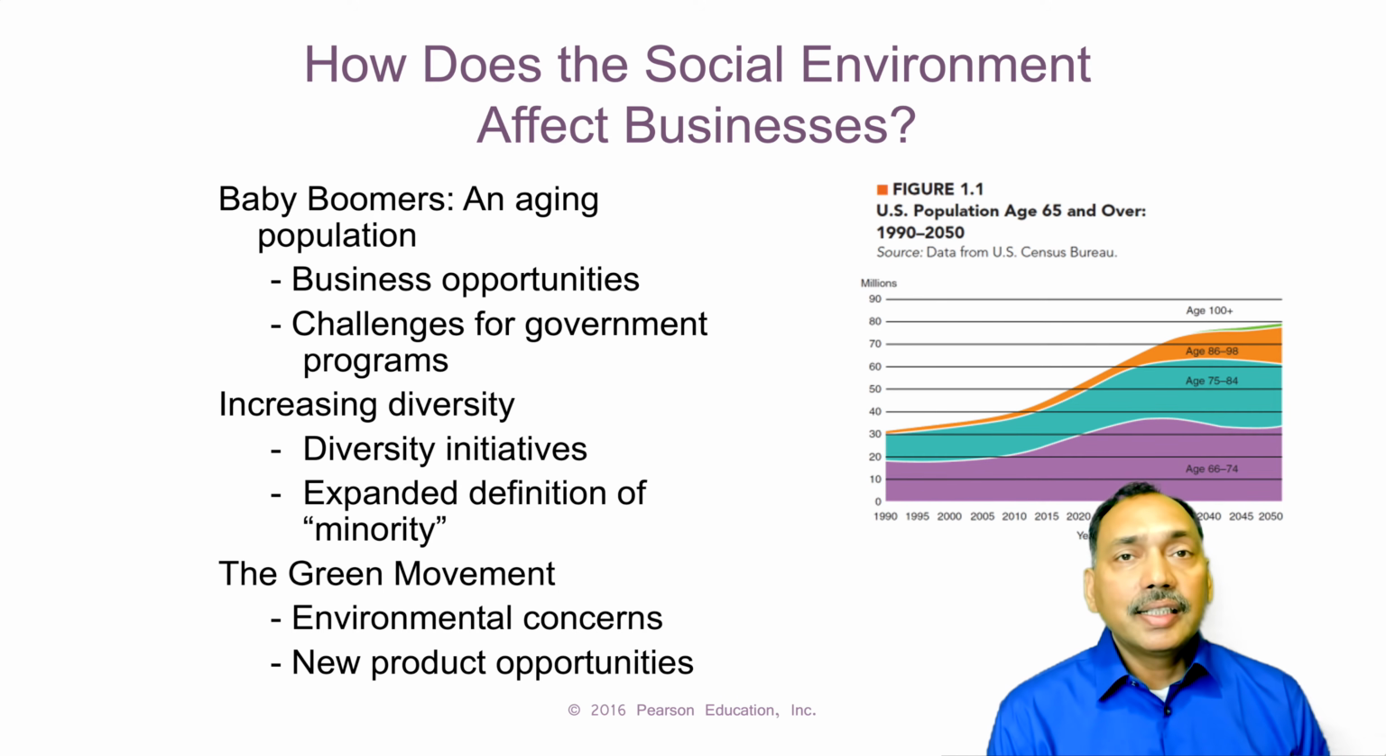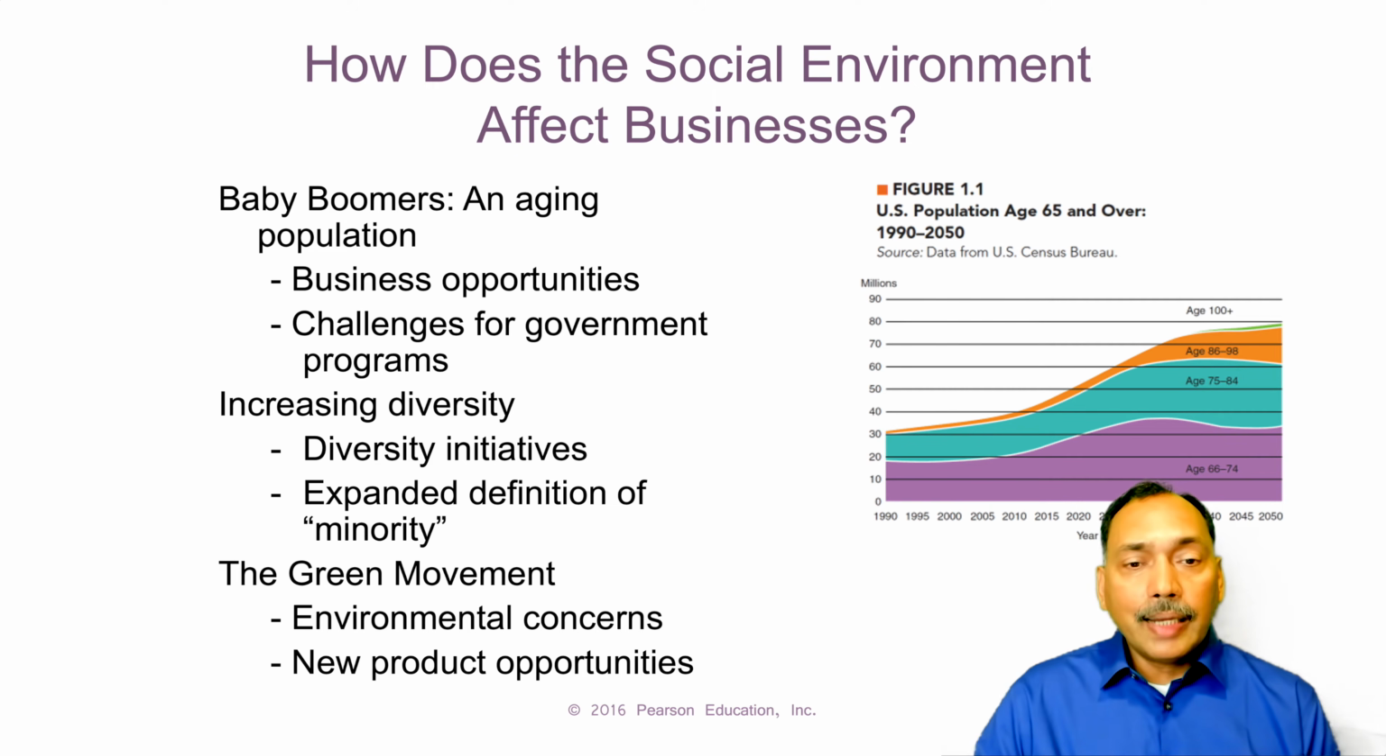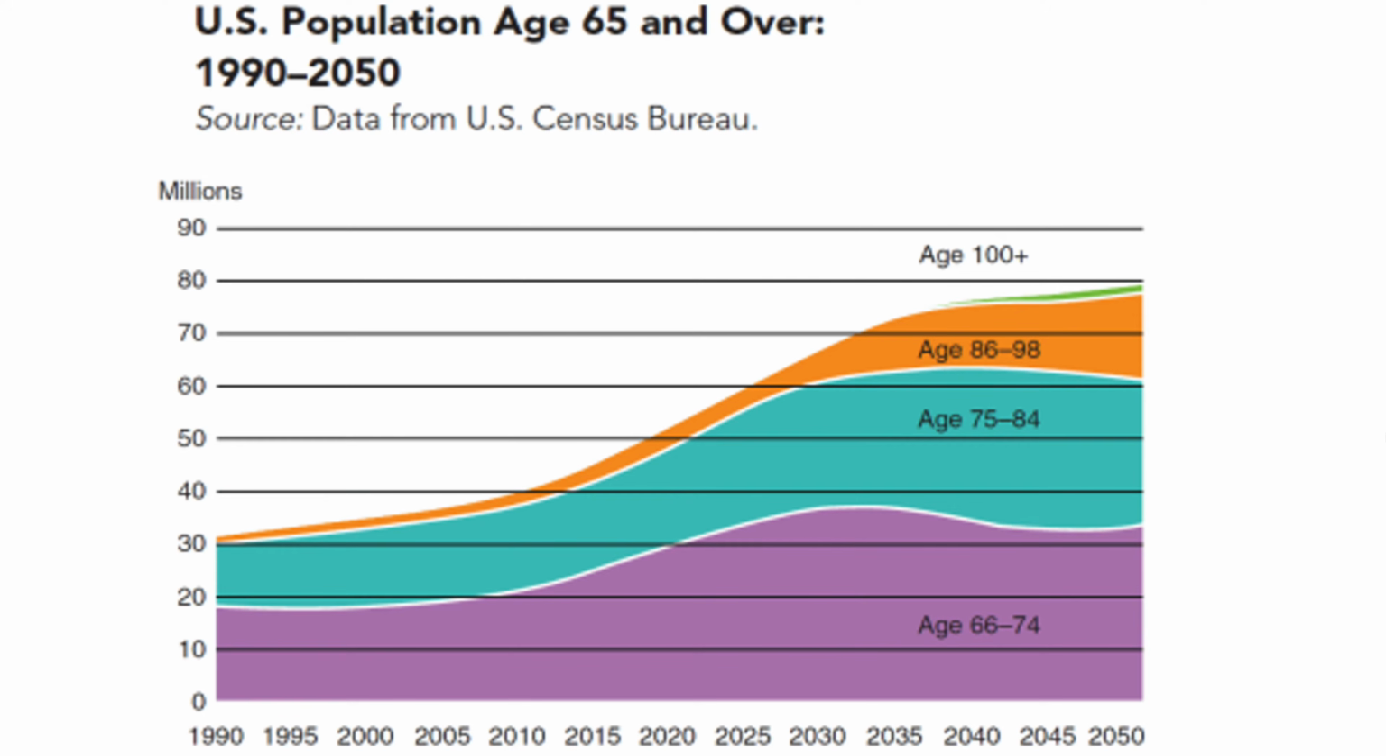One example is the aging population in the US, which is already creating, and likely to create in future, a lot of business opportunities. For example, this chart is for people who are either 65 or more. In 1990, we had about 30 million people who were 65 or above, and it is expected that by 2050 this number is going to be closer to 80 million. So almost a three times increase in the population of 65 plus people.